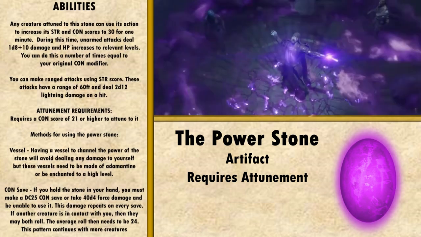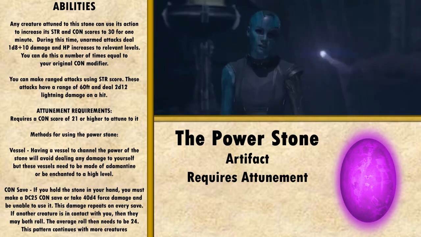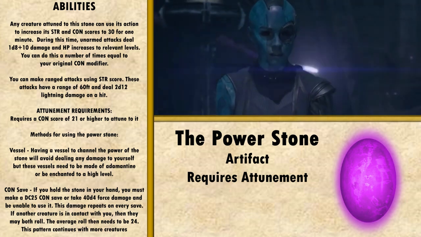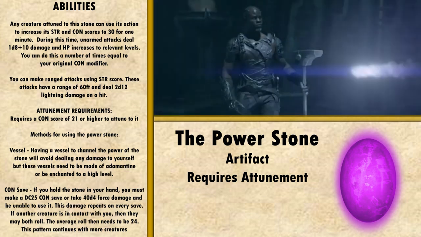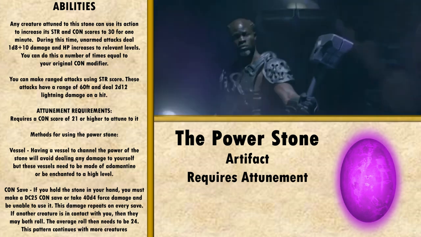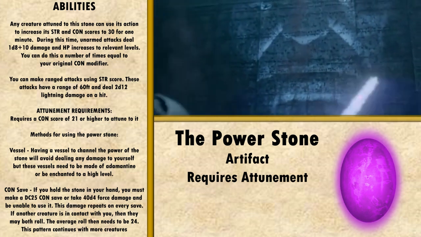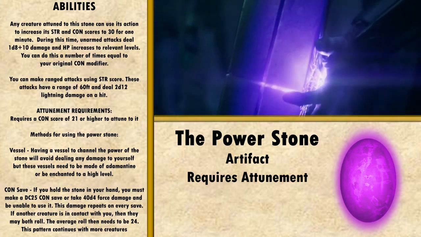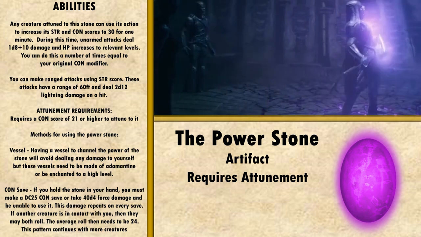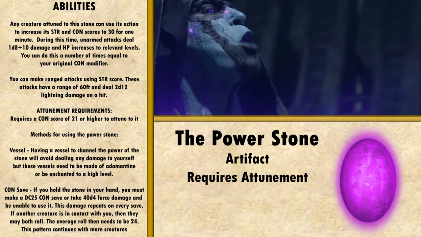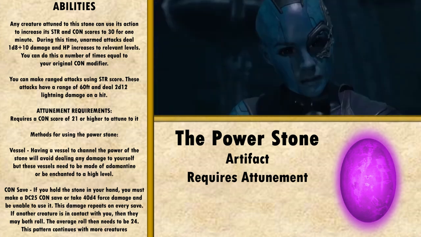Firstly, any creature using this stone can use their action to increase their strength and constitution scores to 30 for a minute. During this time, your unarmed attacks deal 1d8 plus 10 bludgeoning damage, and your HP will increase by the relevant amount for the increase of constitution to 30. You can do this a number of times equal to your con mod before it was impacted by the stone.